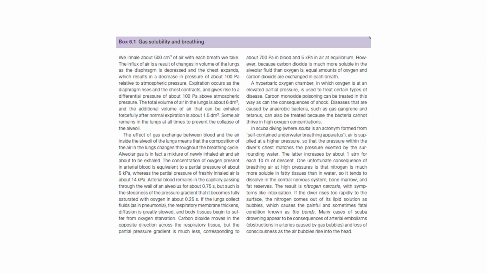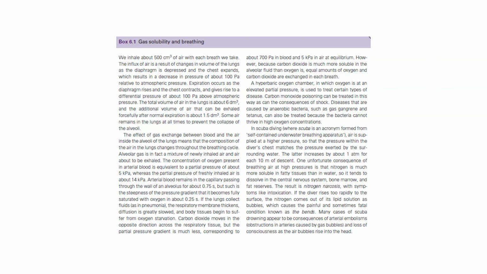A hyperbaric oxygen chamber in which oxygen is at an elevated partial pressure is used to treat certain types of disease. Carbon monoxide poisoning can be treated in this way, as can the consequence of shock. Diseases that are caused by anaerobic bacteria such as gas gangrene and tetanus can also be treated because the bacteria cannot thrive in high oxygen concentrations.